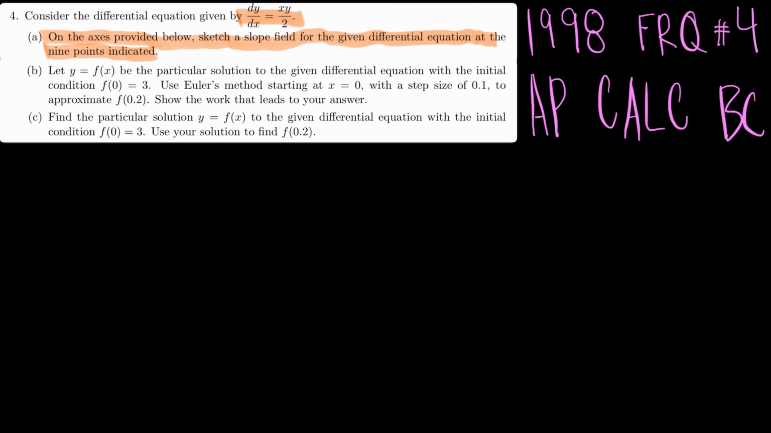For part B, we are told that we can let y equals f of x be the particular solution to the given differential equation with the initial condition of f of 0 equals 3. Use Euler's method starting at x equals 0 with a step size of 0.1 to approximate f of 0.2. Show the work that leads to your answer.